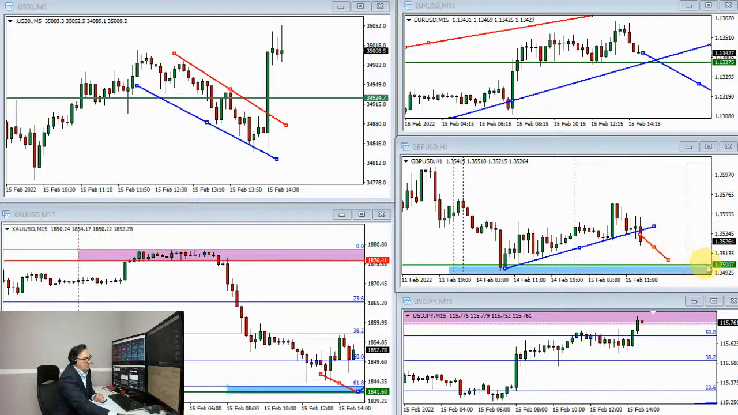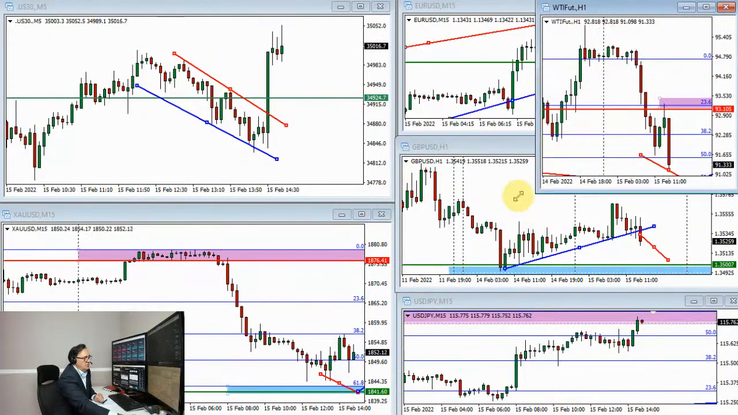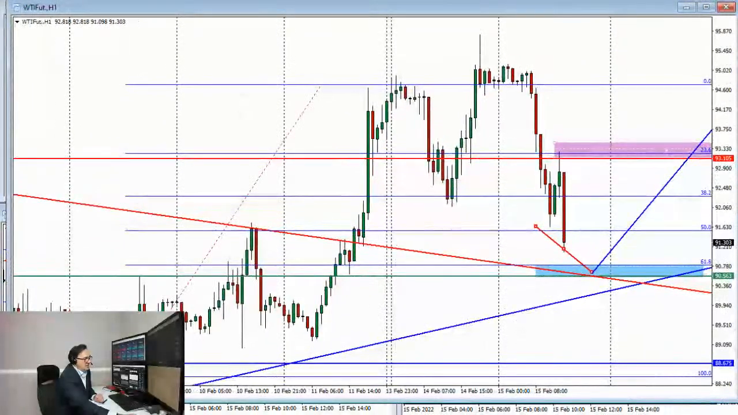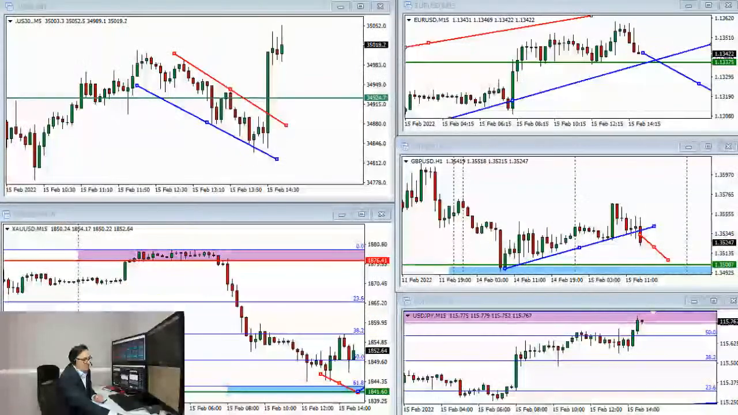Waiting for cable to come to 135. Waiting for euro dollar to possibly push below 113.40 towards 113. I'm waiting for crude oil to go down to 90.50, which is this zone here. That's where I would like to possibly react to it. Buy, so just to be precise in what I'm trying to do.